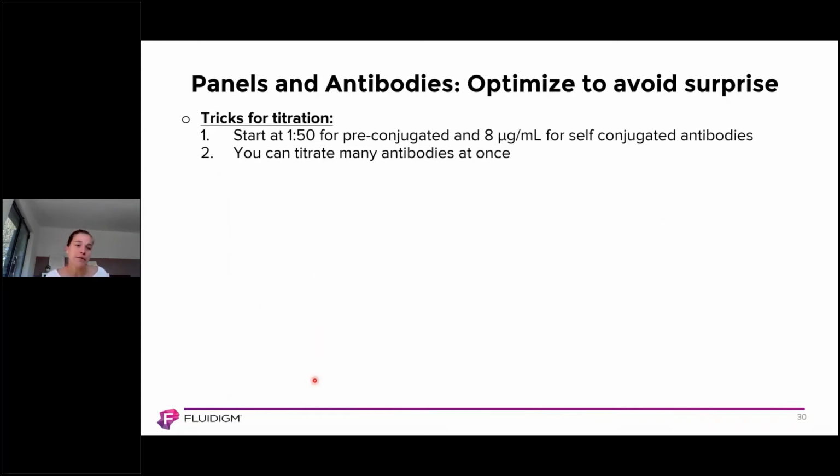Some tricks for the titration: you can start at 1 to 50 for pre-conjugated antibodies and 8 microgram per ml for homemade conjugated antibodies. You can titrate a lot of antibodies. Sometimes when we say that you have to titrate all your antibodies and you have 40 antibodies in your panel, you would say, oh my God, I have to do a lot of tubes, but no. You can do a lot of titrations at the same time in the same tube.